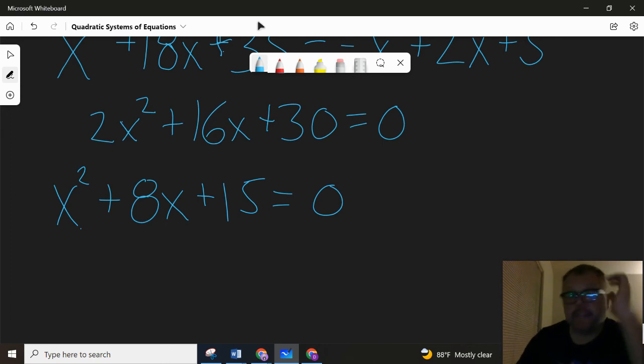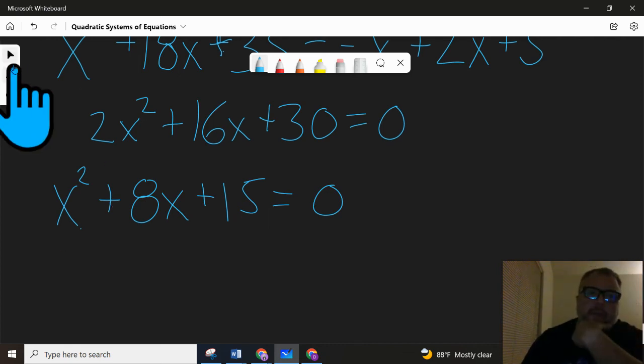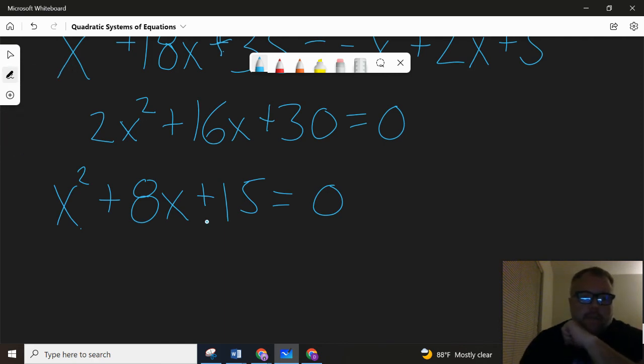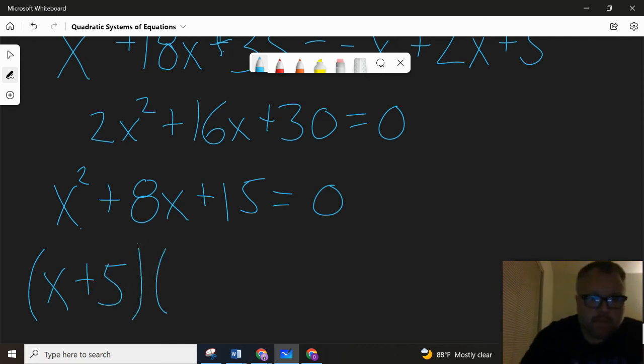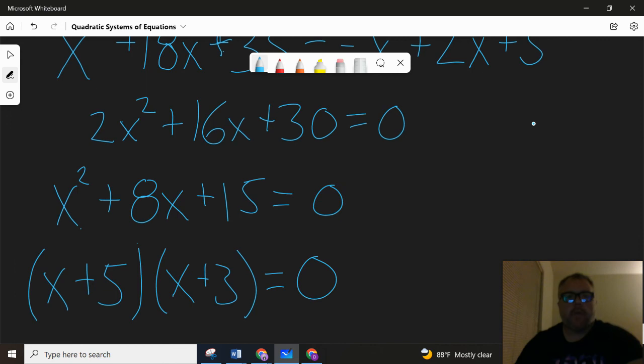This one actually factors quite nicely too. We need two numbers that multiply to 15 and at the same time add to 8. Play around with that until you figure it out. The thing about factoring is it doesn't always work, but this one is quite beautiful. I noticed that 5 and 3 add to 8 and multiply to 15. If they're both positive, it'll factor just like this.